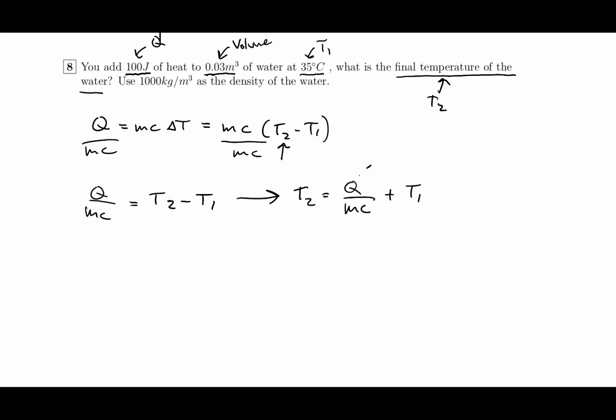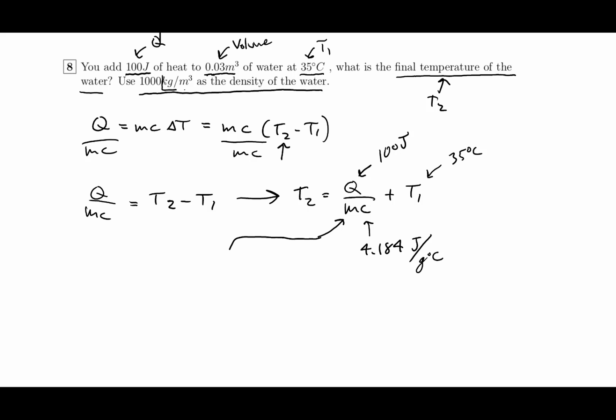Okay, so now we're just going to plug in our values. We have 100 joules for Q. Since we're dealing with water and joules, we're going to use 4.184 joules per gram degrees C for the specific heat, and T1 is 35 degrees. We need the mass, but we're given the volume. But we're also given the density of the water, and the units of density are kilograms per meter cubed. So we can use that as a conversion factor to get the mass from the volume of the water. The density is equal to mass over volume, and this symbol is for density.